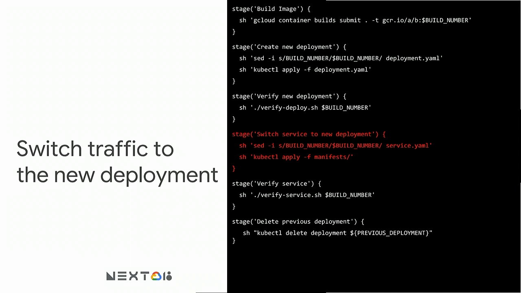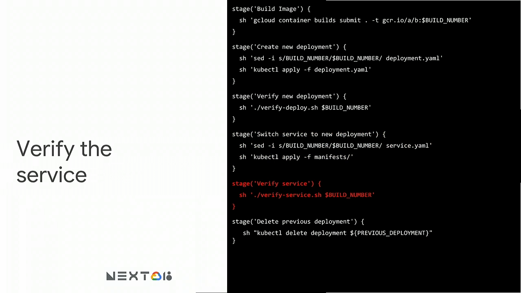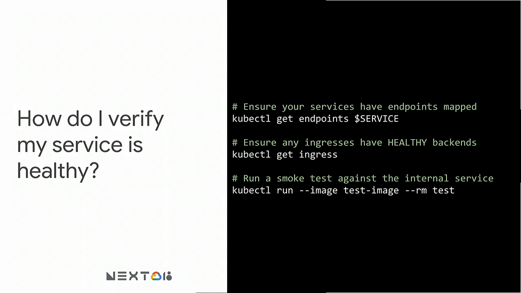Cool, so now we've verified that our deployment has succeeded as far as we know. Now we can shift traffic to it using a similar mechanism. And then again, we're going to verify that once we switch traffic over, our service is happy. So how are we going to do this? We can use kubectl endpoints to make sure that pods are actually mapped to our service. This would verify that your labeling scheme is correct. You may have put some bad labels in that deployment, and now your service doesn't know where to send traffic.